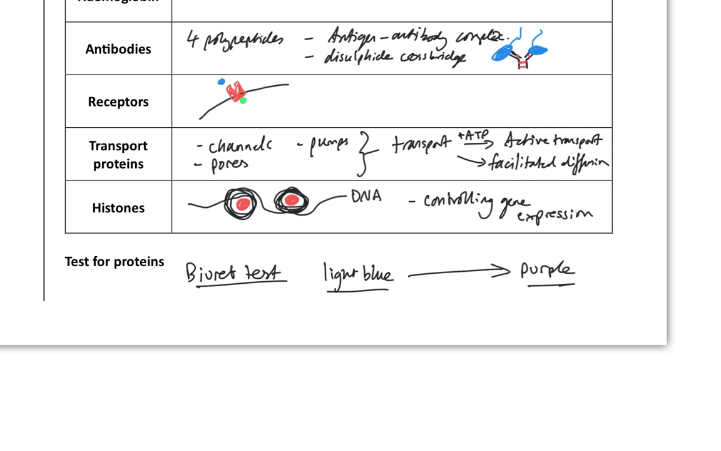And often they'll ask you, describe a test for protein. Sorry, describe a test for enzymes. Well, enzymes are proteins, therefore it's the Biuret test. Describe a test for antibodies. All right, antibodies are proteins. It's the Biuret test. Done.